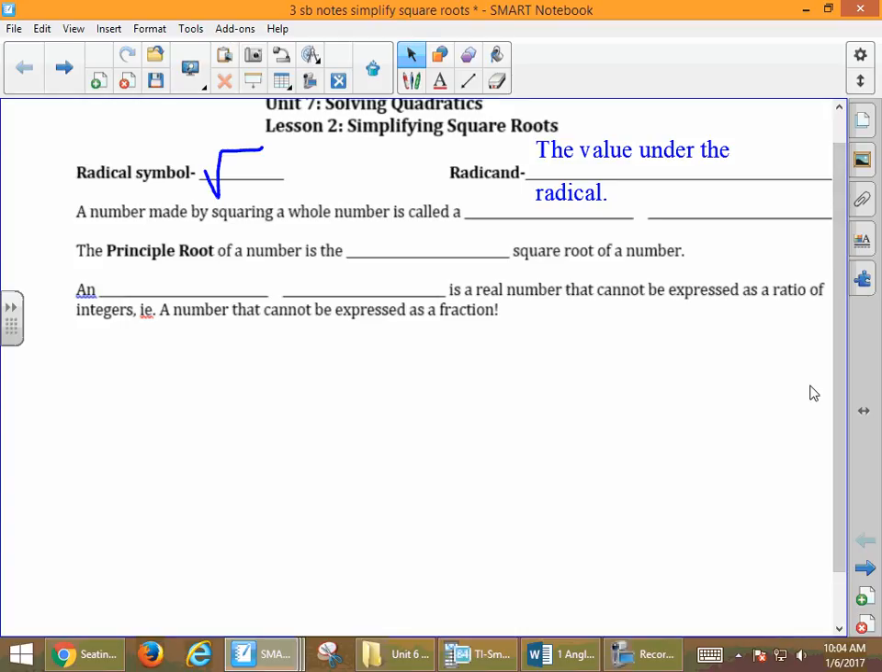Radicand comes from the French. The D actually isn't pronounced. It's radicand, not radicand. And I do use that word upon occasion.